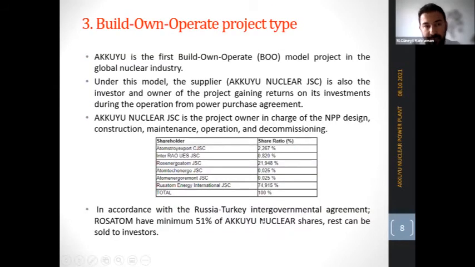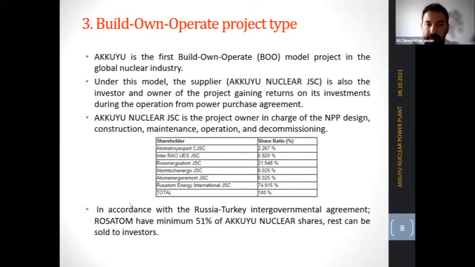So I want to give some detail about this project type because it's the first in the global nuclear industry: build, own, and operate. Under this model, the supplier, I mean Akkuyu Nuclear JSC, a new company founded by the Russian side, is the investor and also the owner of the project, gaining returns on investment during the operation from the power purchase agreement. So Akkuyu Nuclear JSC is the project owner in charge of NPP design, construction, maintenance, operation, and decommissioning.